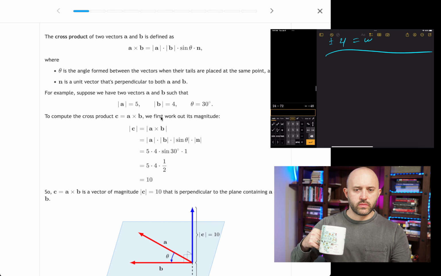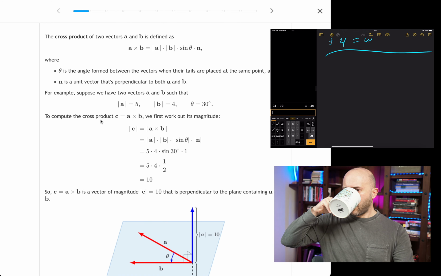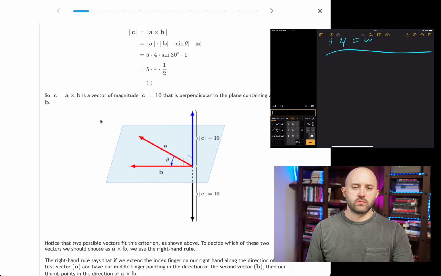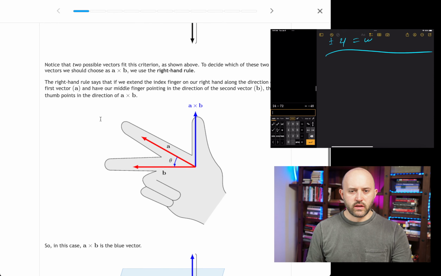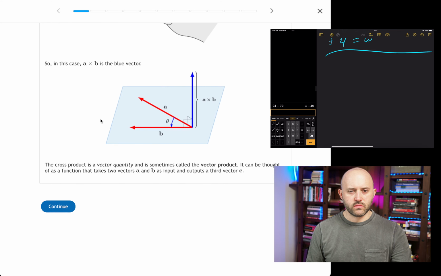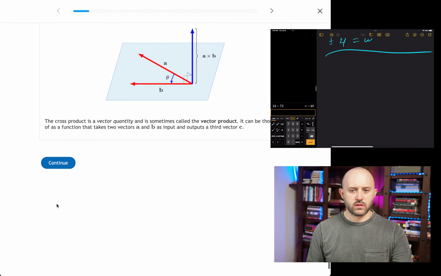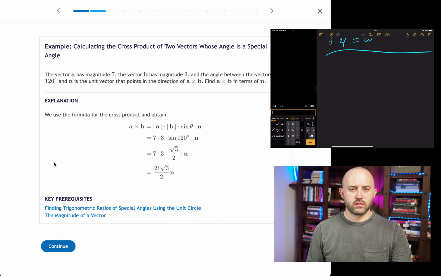The cross product of two vectors, a cross b, has magnitude the magnitude of a times the magnitude of b times the sine of the angle theta between them. n is a unit vector that is perpendicular to both a and b, and we have the right-hand rule come in. It is a vector quantity. Now, calculate the cross product of two vectors whose angle is a special angle.